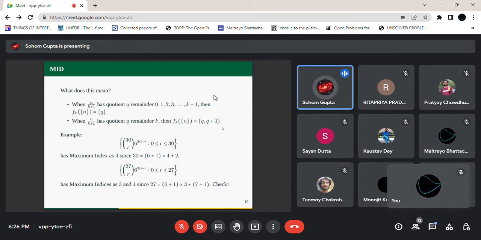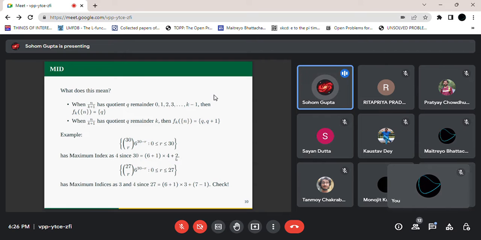So what are some examples of these? Let's just consider n to be 30 and the weight k to be 6. So we have this binomial sequence 30 C r, 6 to the 30 minus r. And you can clearly see that k is 6 and 30 is n. So we want to divide n by k plus 1, which is 7. So we divide 30 by 6 plus 1, and we see the quotient is 4 and the remainder is 2.